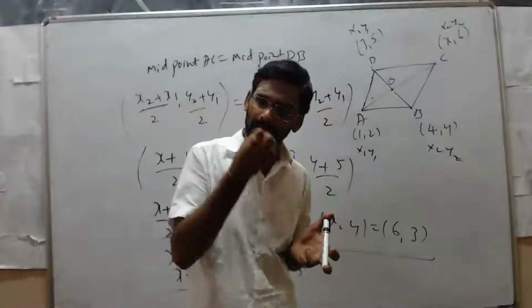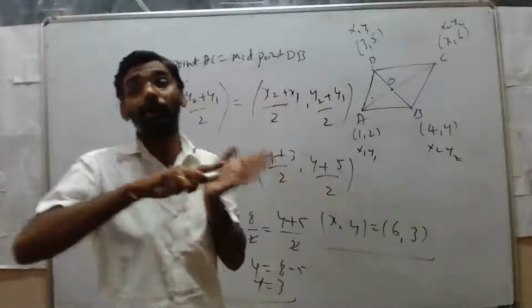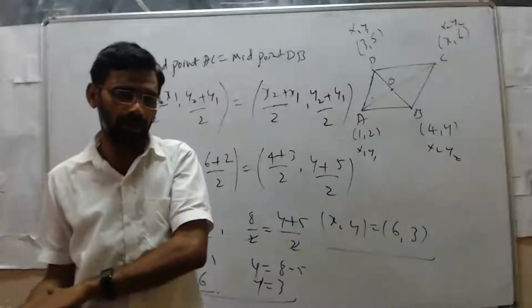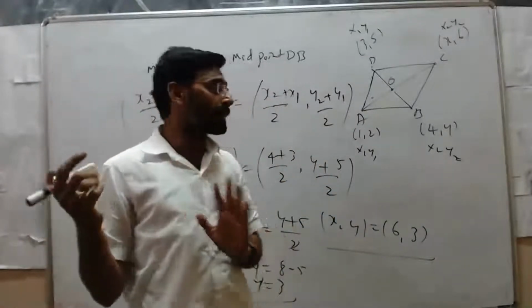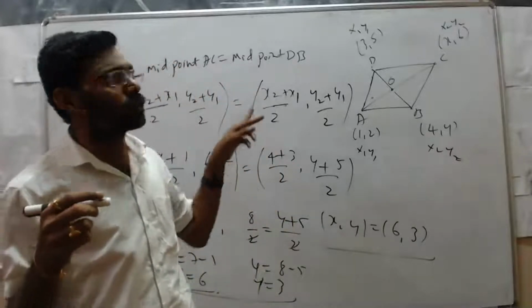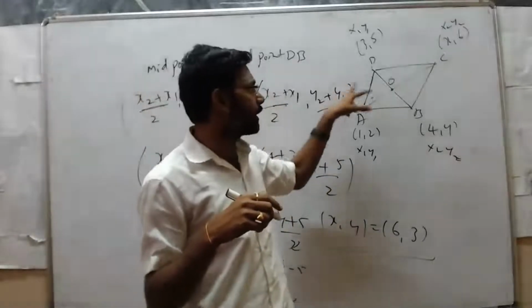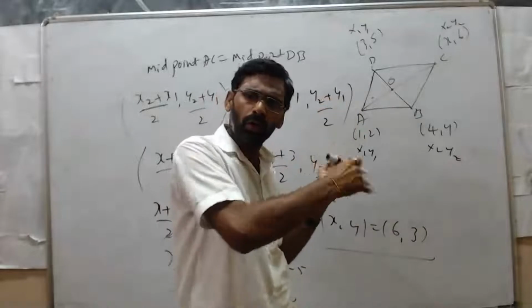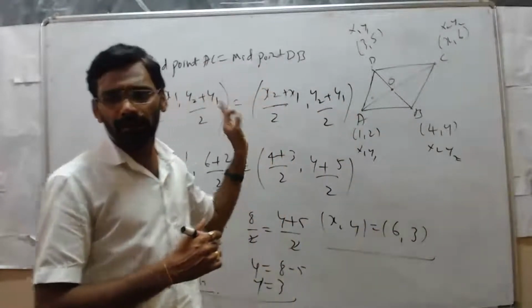Midpoint of DB is also O. Therefore, with the help of the midpoint formula, the midpoint of AC is O, and the midpoint of DB is also O. Therefore the midpoint of AC equals the midpoint of DB.